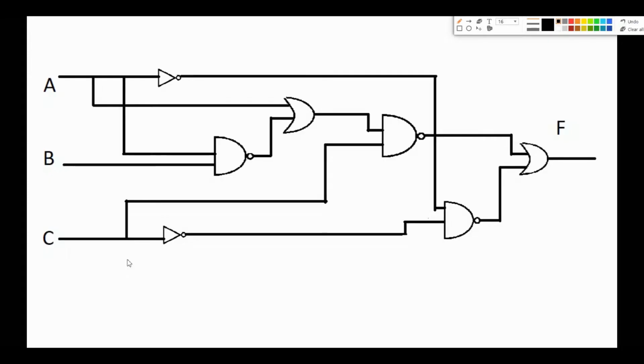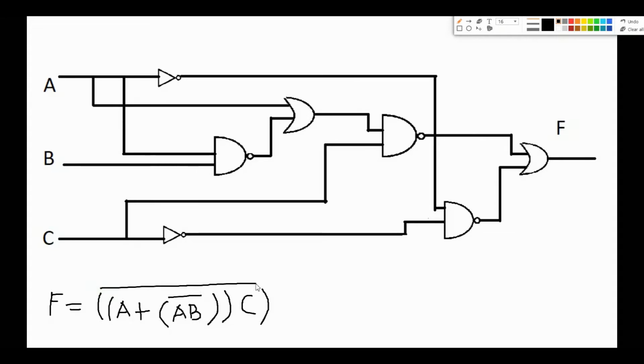Now, it's time to create again a logic circuit. You are given the expression F is equal to the quantity A plus the quantity A NANDed with B, the quantity C complement, plus A bar times C bar complement.